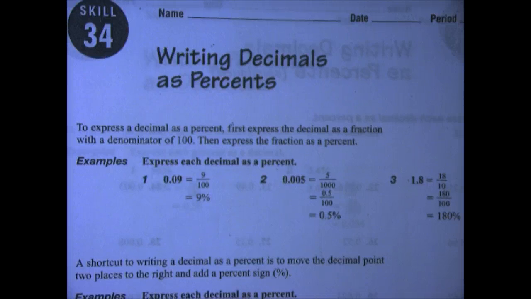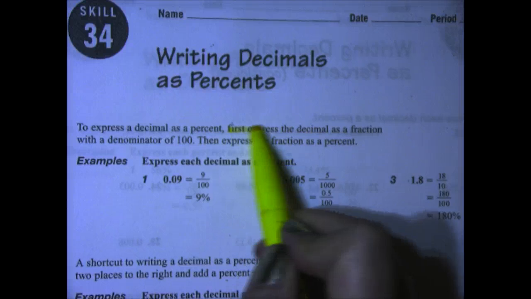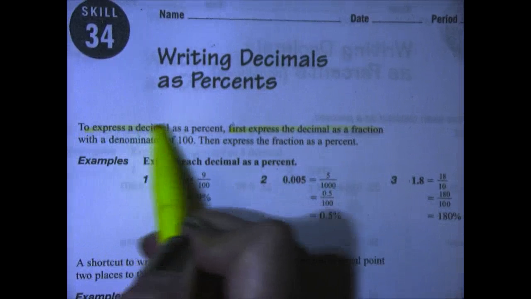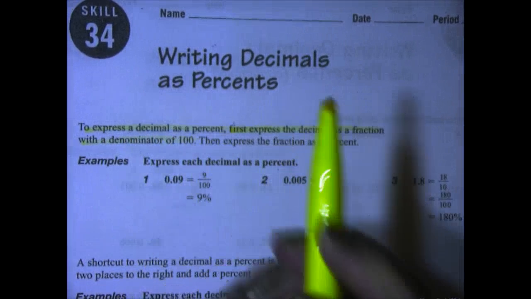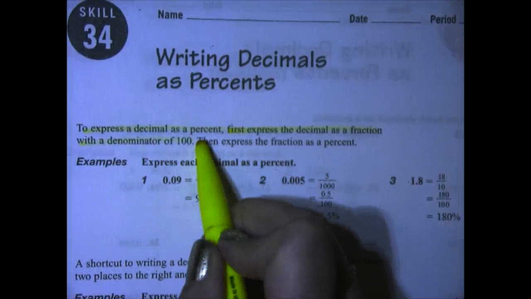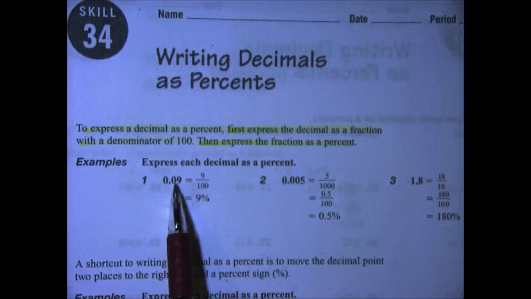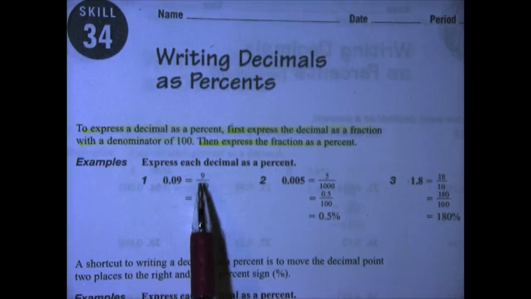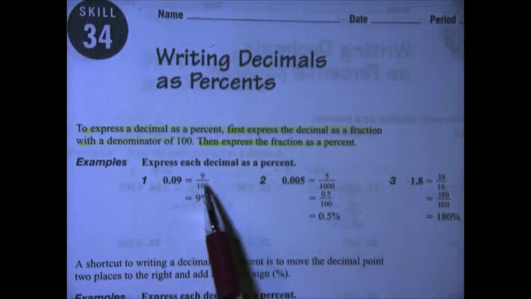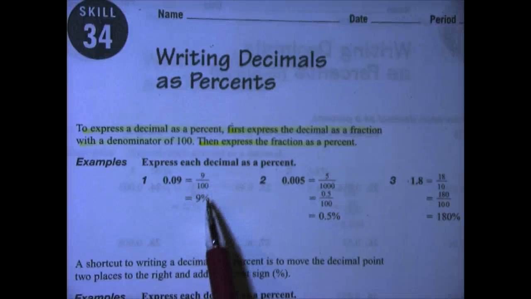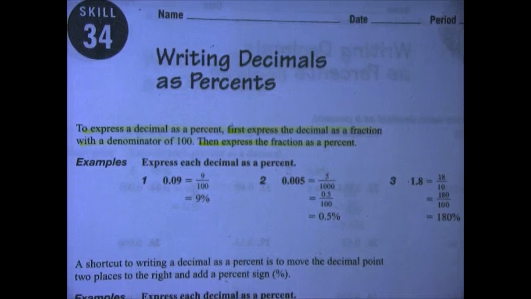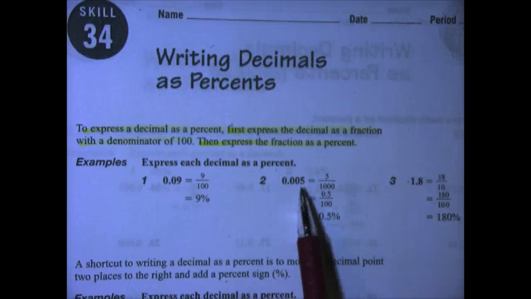In order to write a decimal as a percent, we first have to express the decimal as a fraction with a denominator of 100, and then we can express the fraction as a percent. So the very first thing we're going to do in the examples, we take 9/100ths. If you read this properly, 9/100ths, we're going to put 9 over 100. And once you get it over 100, then you can just take the numerator and add a percent sign. So 9%.